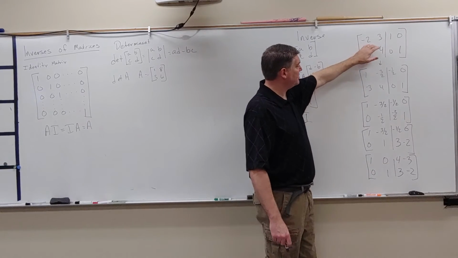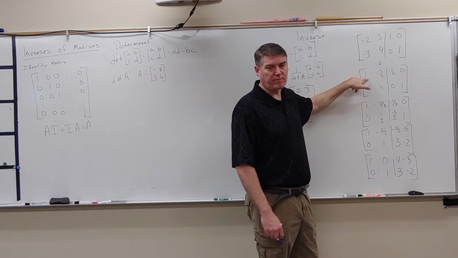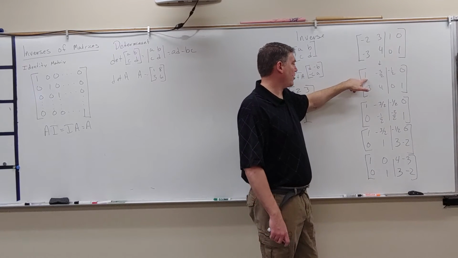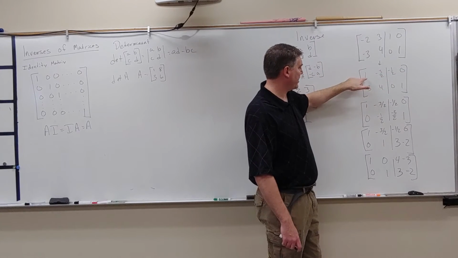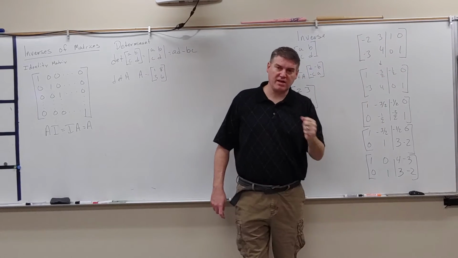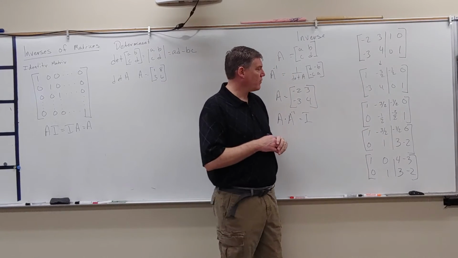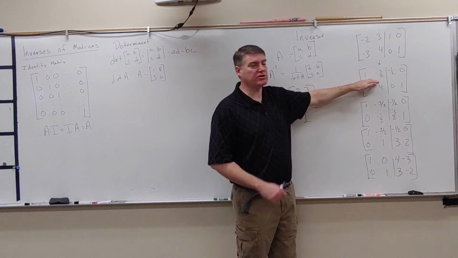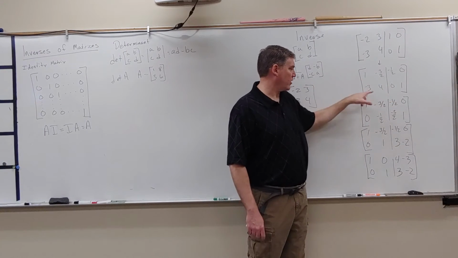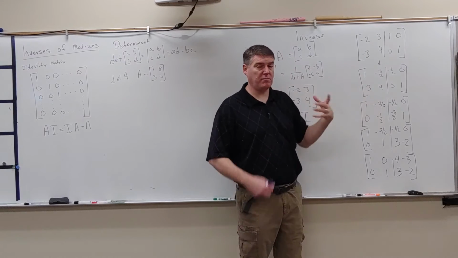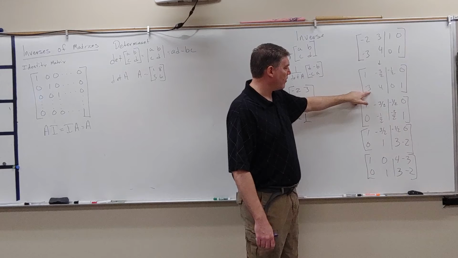So the first thing I'm going to do is divide my first row by negative 2, so I can get a 1 in my very first location here. So I divide everything in the first row by negative 2. So I get 1, negative 3 halves, negative 1 half, 0. I rewrite my second row. Okay? Now I'm going to multiply my first row by a value and add it to my second row to get rid of negative 3. So I'm going to multiply the top row by 3, add it to the second row.